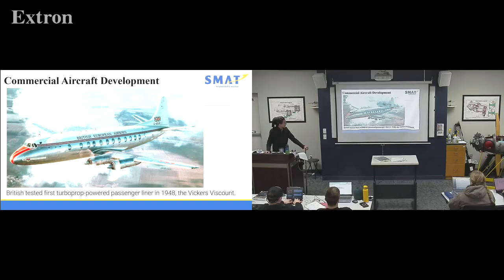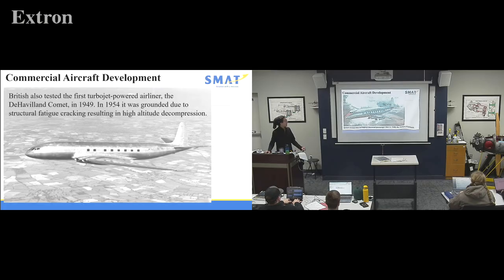After World War II, because during the war all the engineering was directed into making better fighting aircraft, they said, hey, we can use turbines on passenger aircraft and make them go higher, faster, further. And the British went out again. First turboprop-powered passenger liner in 1948, the Vickers Viscount. And then they developed the Comet.